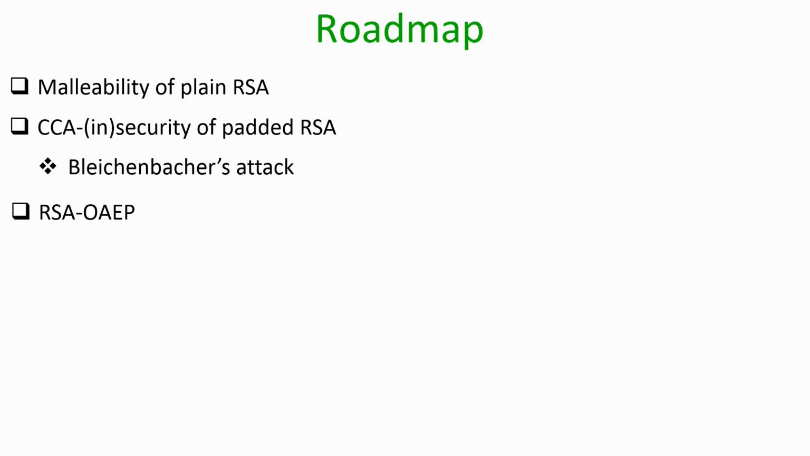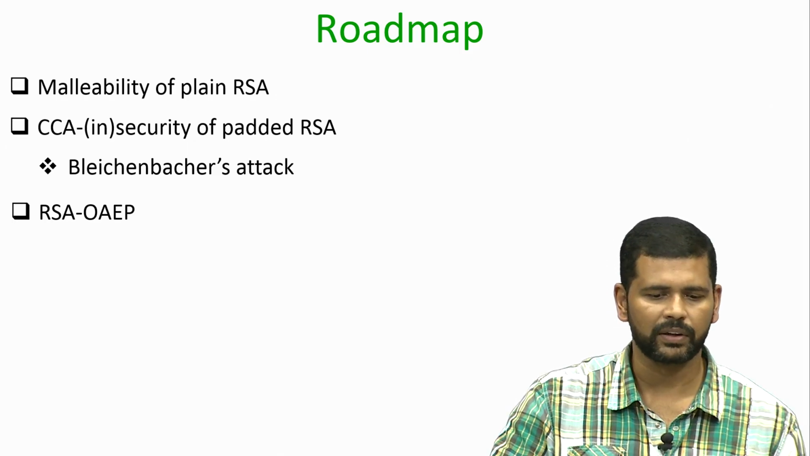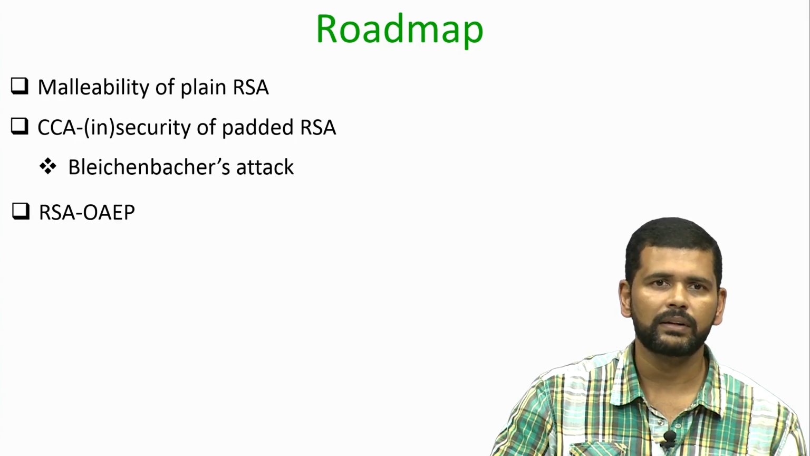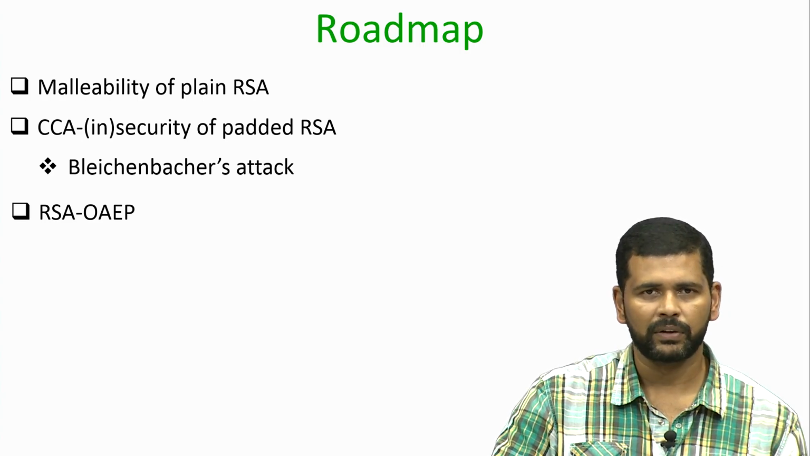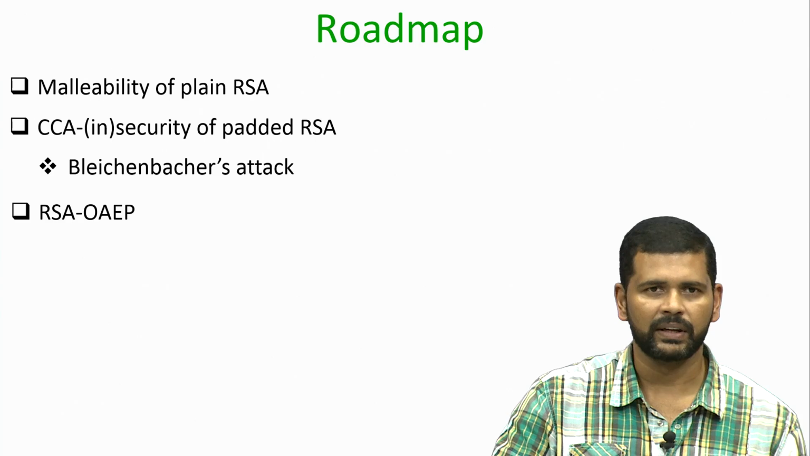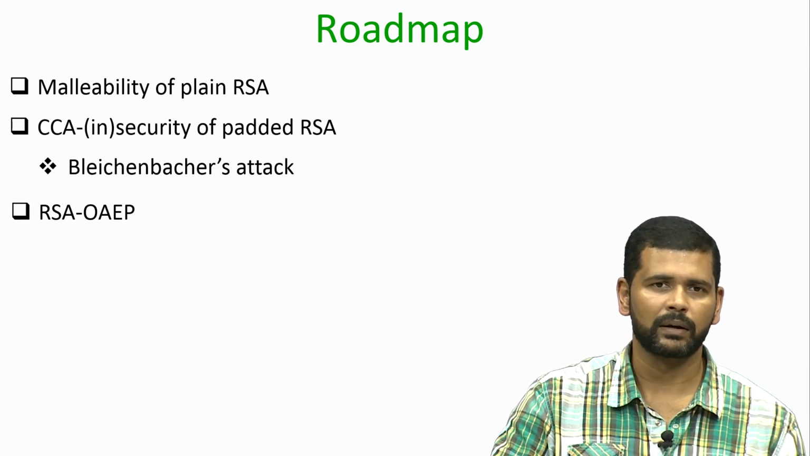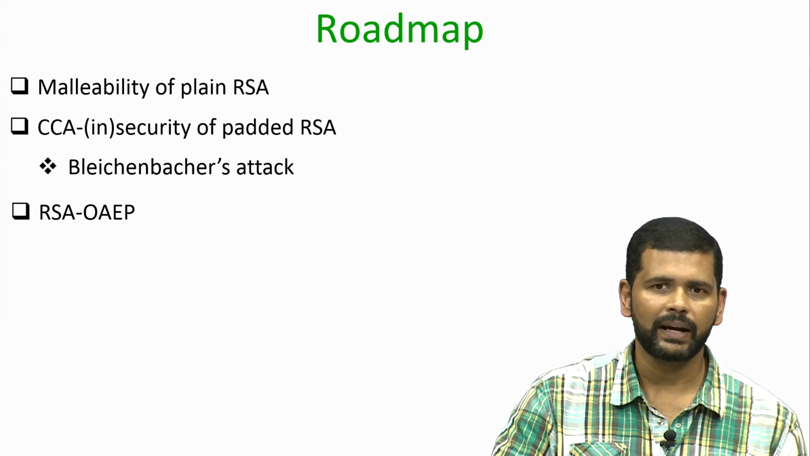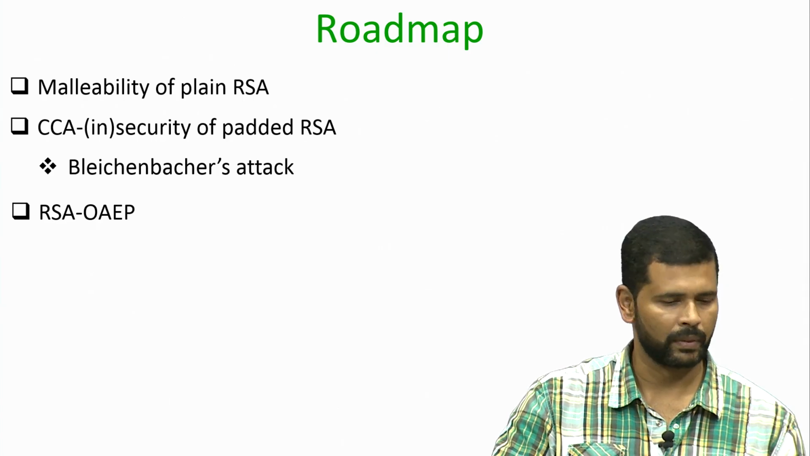Specifically, the roadmap for this lecture is as follows. We will see the malleability of plain RSA, which will prove that plain RSA is not CCA secure, and we will consider the padded version of RSA and prove its CCA insecurity. Namely, we will see a very interesting attack which we call Bleichenbacher's attack, and then we will see a candidate CCA secure instantiation of public key encryption based on the RSA assumption, namely RSA OAEP.